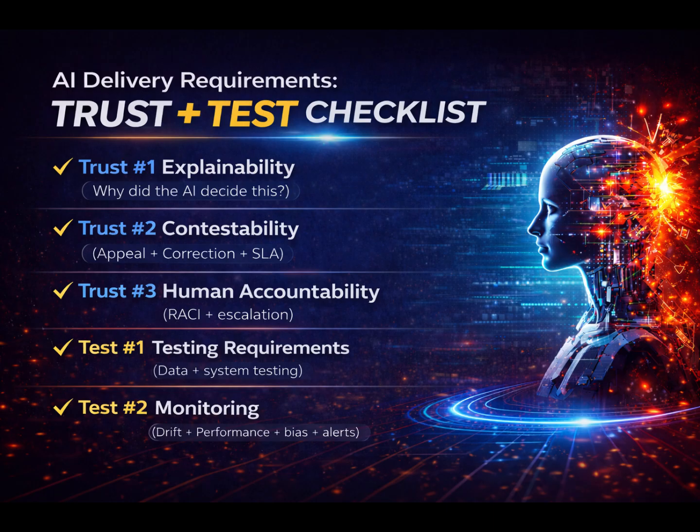Here's a recap. When we talk about trust, explainability level is well defined, global and local as needed. Contestability path built: appeal, SLA, corrections considered. Human accountability is locked: RACI and stop-the-line ownership defined. We then move to the test track, where we talk about data testing, model evaluation, system testing. Live monitoring happens: drift, performance and bias signals, and alerting are considered. We then go back to a rollback or retrain plan with thresholds and owners.